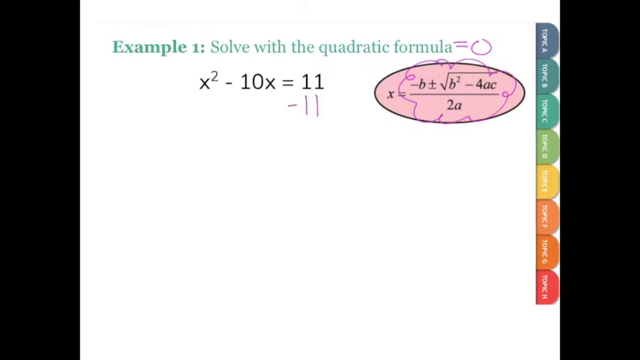So the first thing we're going to do is subtract 11 on both sides. And notice how there's no like terms here, so I'm going to have to just tack it on at the end, throw that minus 11 after the x. That way it's in our standard form trinomial.